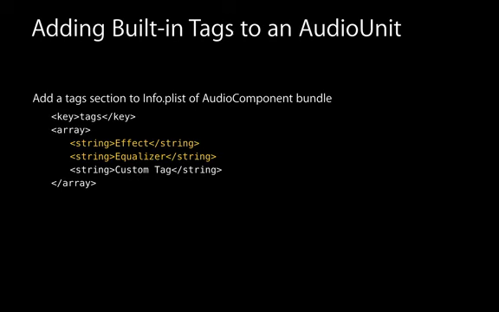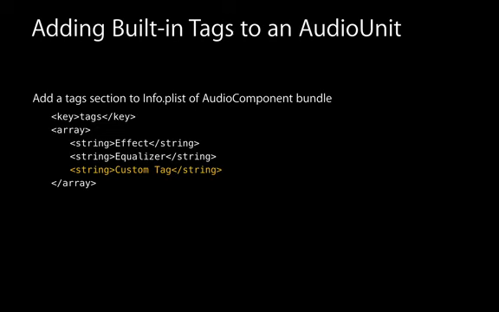For those of you that ship audio units and you want to add your own built-in tags to those audio units, you need to go into your audio component bundle and in your info.plist, look at your audio component dictionary and add a tags section. These first 2 items are examples of using standard tags. And the third item is a custom tag. So you can have that be something meaningful to your own company.